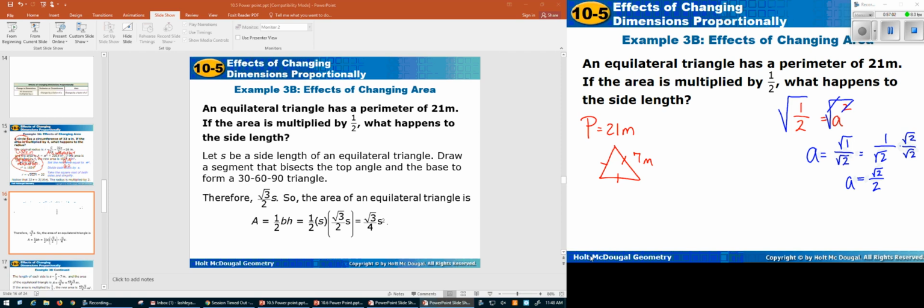And the dimension, so it says what happens to the side lengths, those would be the dimensions. So the side length is multiplied by square root of 2 over 2. It's not asking for the side length, it just says what happens to the side length. So your answers are all going to be things like the side lengths were multiplied by, the area was multiplied by, the perimeter was multiplied by, whatever it's asking for, the effect of change. So you would just say the side length was multiplied by square root of 2 over 2.